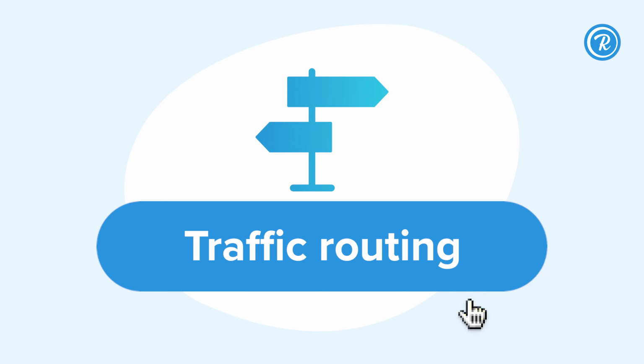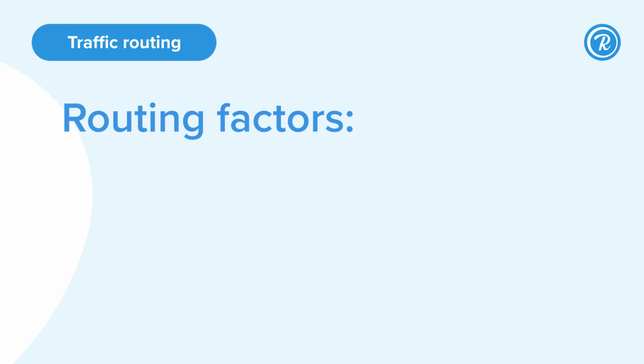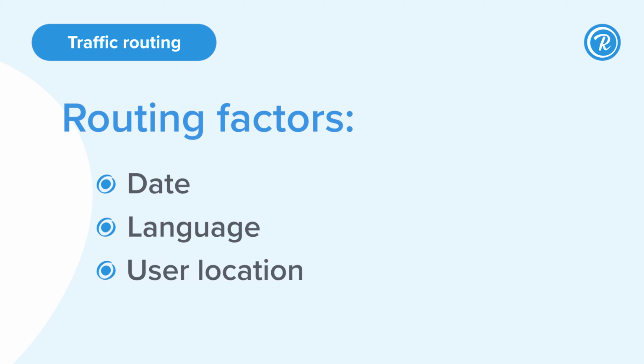Rebrandly's traffic routing feature gives you the ability to send your audience to different destination URLs other than the default. This can be based on a variety of factors, such as date, language, user location, and more. This incredibly useful feature means you can direct customers to different pages, each tailored specifically for them.